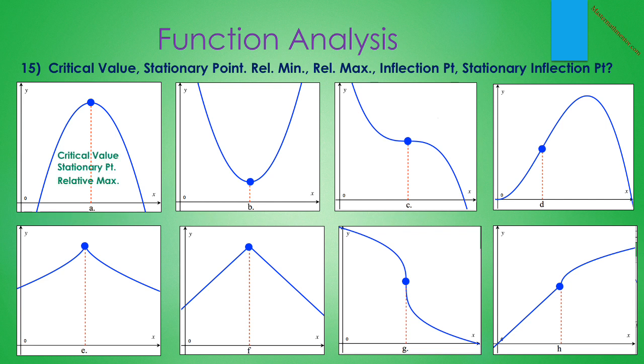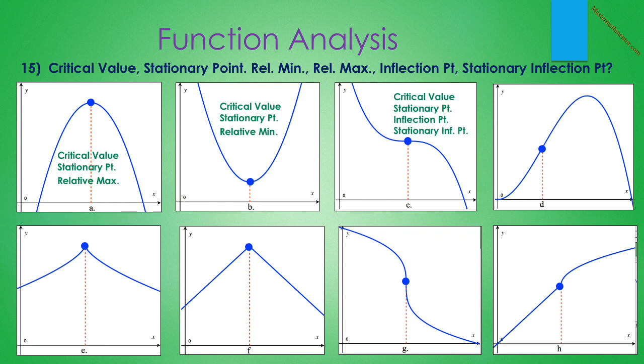In A, because the tangent line to the point is horizontal, therefore its derivative is 0, making it a critical value and also a stationary point. Since the curve increases to the left and decreases to the right, it is a relative maximum. In B, the exact same logic applies as did in A, except that since the curve decreases and then increases, the point is a relative minimum.